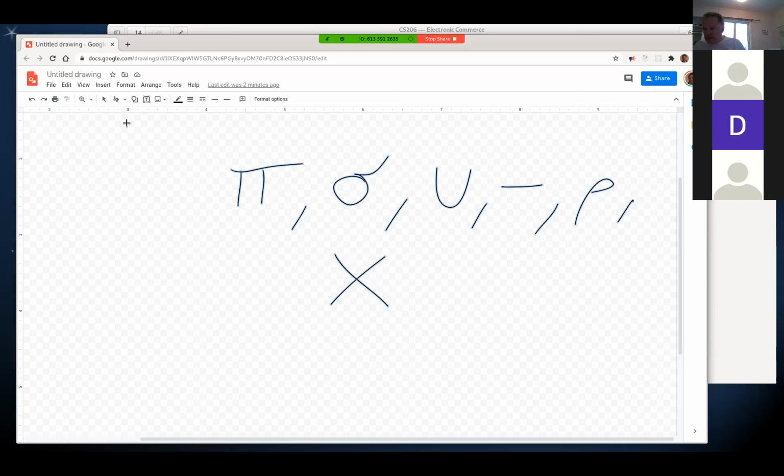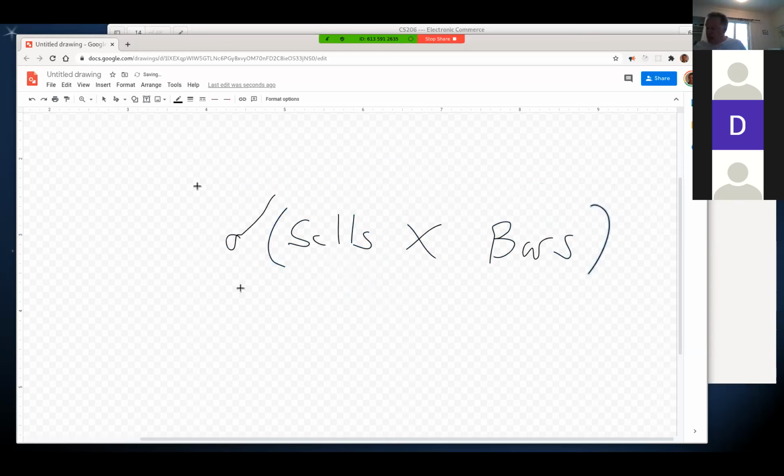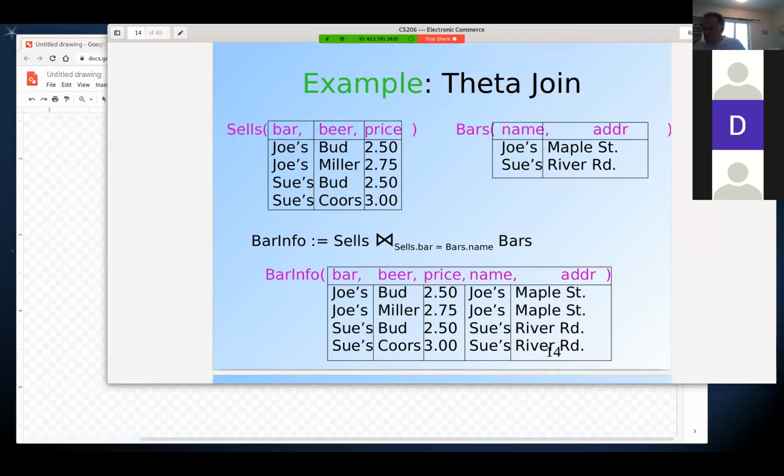If I say the following, I'm going to take sells, and I'm going to do a Cartesian product with bars. And then I'm going to do a select where the... okay, so now when I do sells and bars, how many tuples, just bear with me here. Sells cross bars. If we go back here, we have 1, 2, 3, 4, and 1, 2. So in the Cartesian product between sells and bars, how many tuples are there?